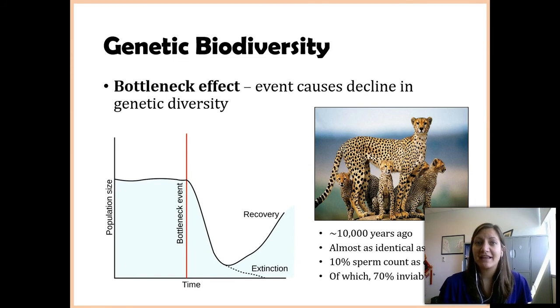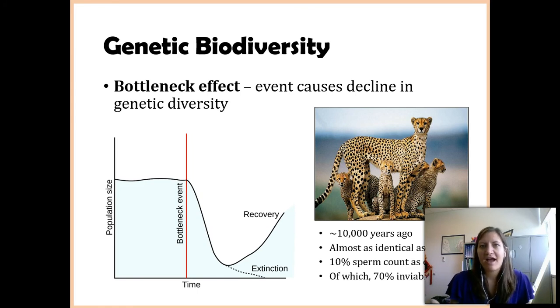Compared to other feline species such as lions, tigers, and panthers, they only have about 10% of the sperm compared to those other species. So already they're not making that much sperm. Of that sperm, about 70% of it doesn't even work right. Maybe the tail isn't that strong. Maybe the enzymes that break down the egg aren't that strong. So 70% of that reduced sperm doesn't even work.